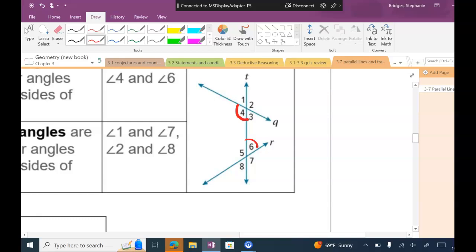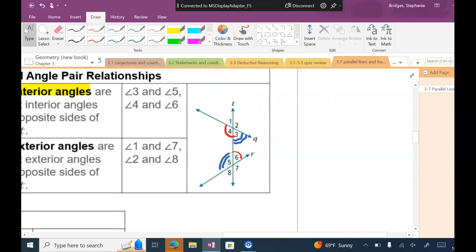Okay, opposite sides of the transversal. 4 and 3 are a linear pair. Those are not what we're referring to. So opposite sides of the transversal, but in between my two lines. What other pair do you see? 3 and 5. Okay, those are another pair of alternate interior angles, which it does have listed there for you as well.